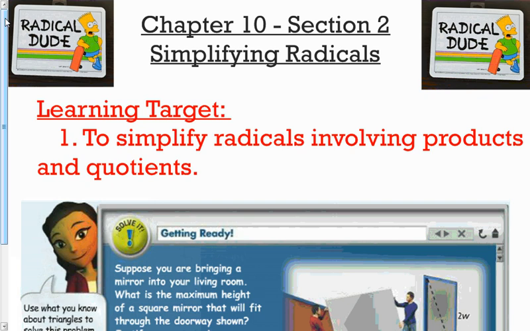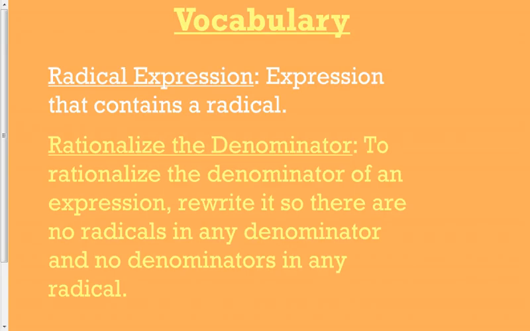So this is section 10-2, and we're gonna learn about simplifying radicals or expressions that have a square root symbol. All right, so our goal revolves around that, which is to simplify radicals involving products and quotients. And it's going to really be a combination of testing what you know about prime factorization, so factoring things with prime numbers, and also looking for greatest common factors that happen to be perfect squares. But we'll get to that in a second.